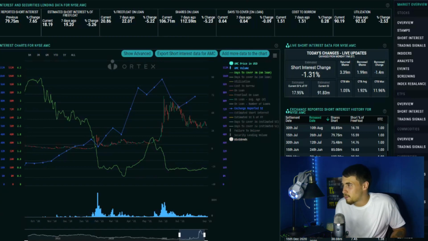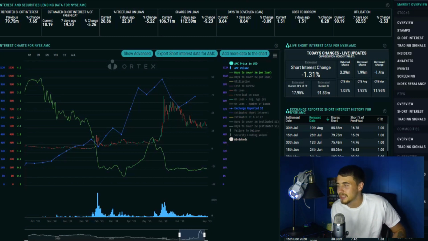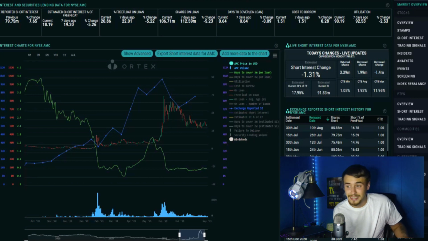Let's update this briefly. And we did see short interest actually has went up just a little bit from the video yesterday. Current short interest percentage of free float is at 17.95%. Current shares that are sold short of 91.83 million. So definitely a significant amount. More shares that are actually sold short currently than the volume we did see for the whole day.